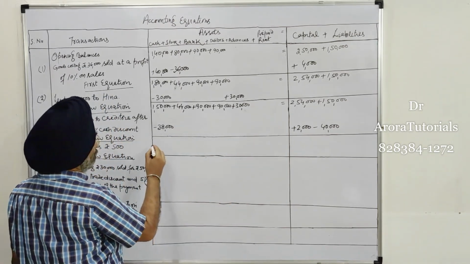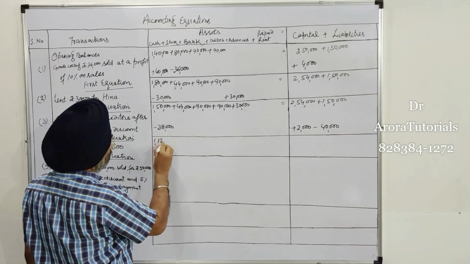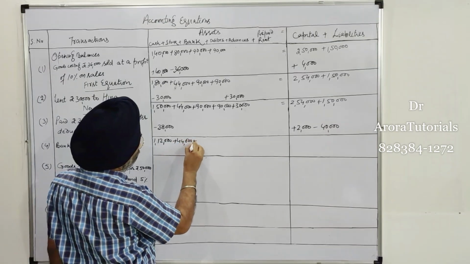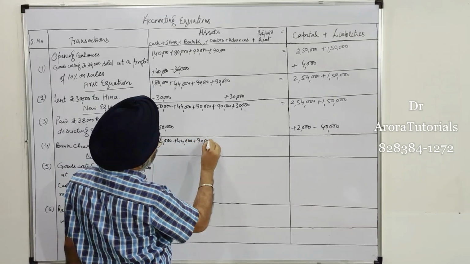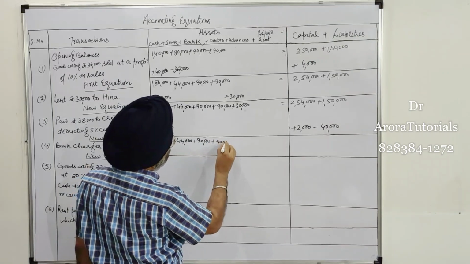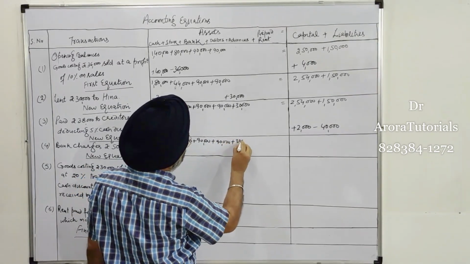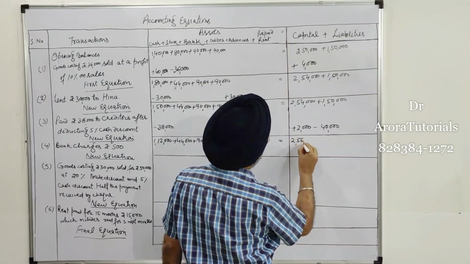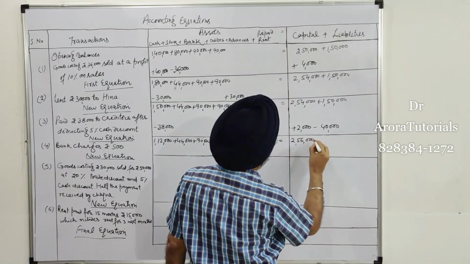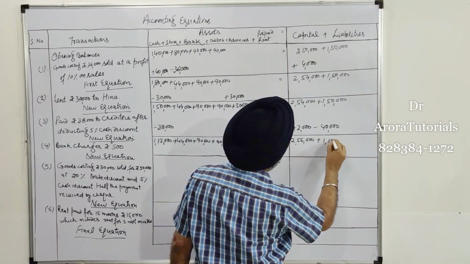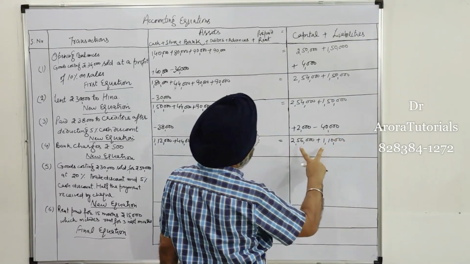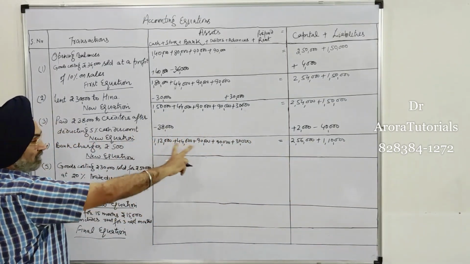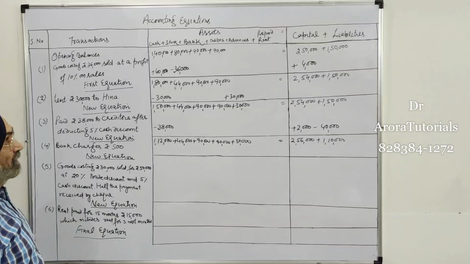So our new equation will be 1,12,000 plus 44,000 plus 90,000 plus 90,000 as debtors plus 30,000 as advances is equal to 2,56,000 as our capital and 1,10,000 as our liability. So 3,66,000 liabilities and capital and 3,66,000 will be our assets.